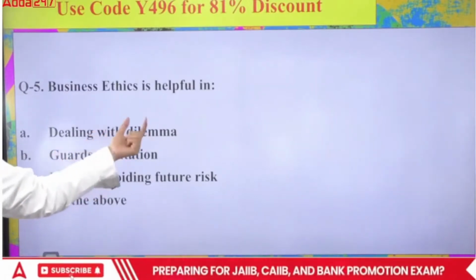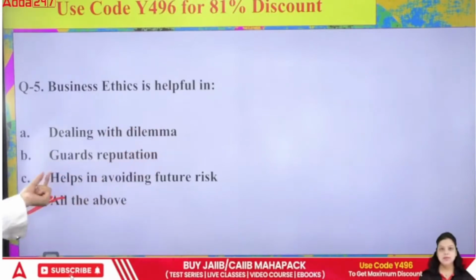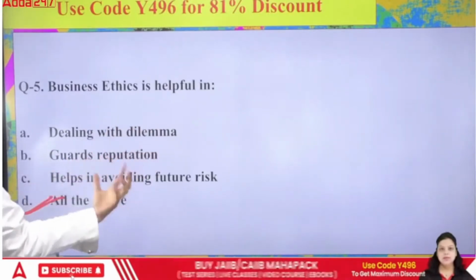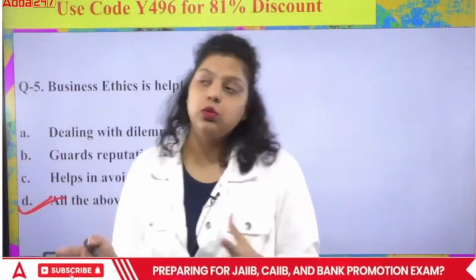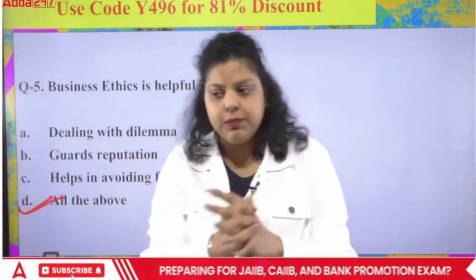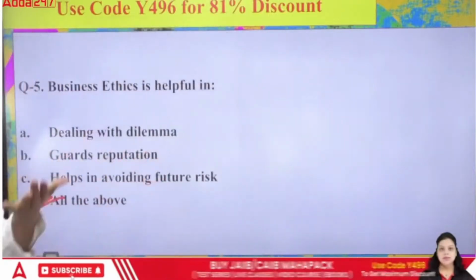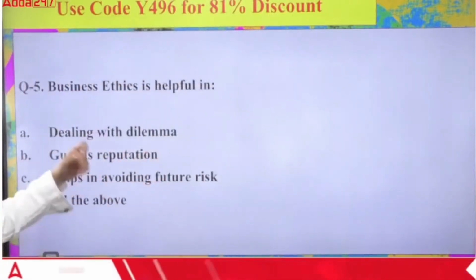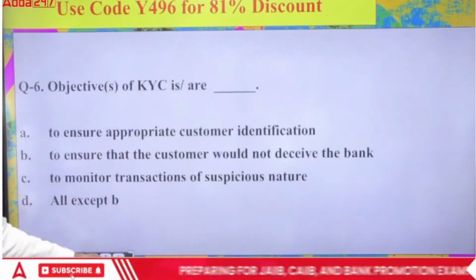Because it deals with the dilemma. Ethical dilemma means when you are confused between two rights. Then it guards your reputation. When you are following ethics, a certain principle, certain rules or a certain standard, and everybody is following that, you have a good reputation in front of your customers, employees or other people. And it also avoids future risk. So the right answer will be all of the above.